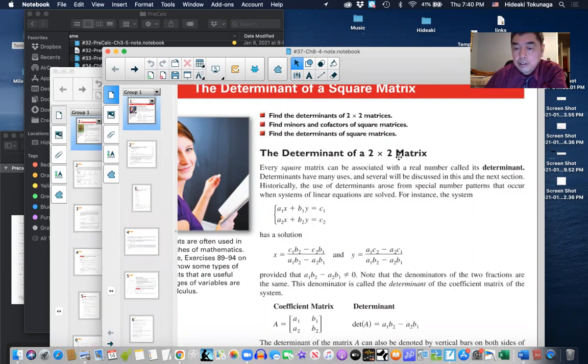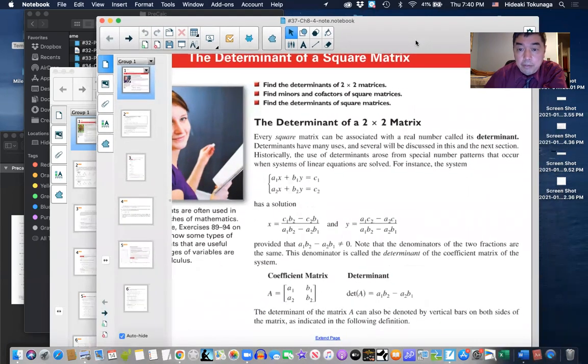Determinant of a 2 by 2 matrix. Before the 2 by 2 matrix, I have to define what a square matrix is. A square matrix is 1 by 1, 2 by 2, 3 by 3. It has the same rows and same columns, right? So this is a square matrix, a 2 by 2 matrix, and its determinant.